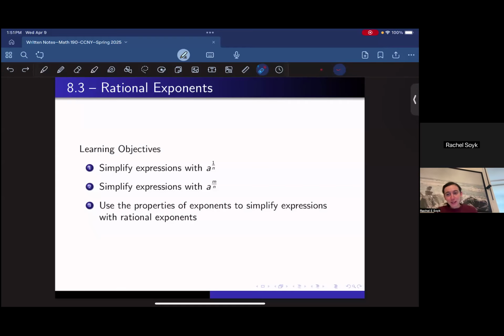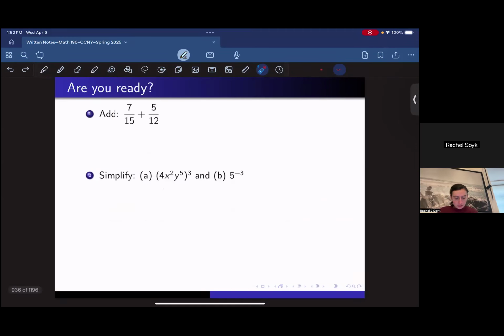Today we're going to be learning about our section 8.3, which focuses on rational exponents. Our learning objectives for today are simplifying expressions with the form of a to the 1 over n or with the form of a to the m over n, and then using our properties of exponents to simplify expressions with rational exponents. Okay, so let's get into it.